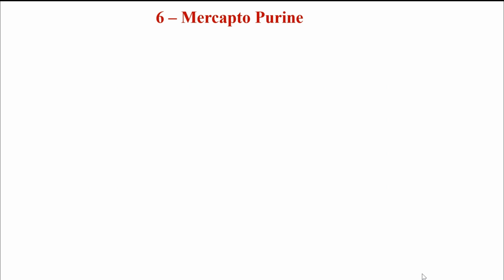Today's subject of discussion is synthesis of 6-mercaptopurine. We have seen Trope's purine synthesis, and 6-mercaptopurine is the purine molecule with an SH group at the 6th position.